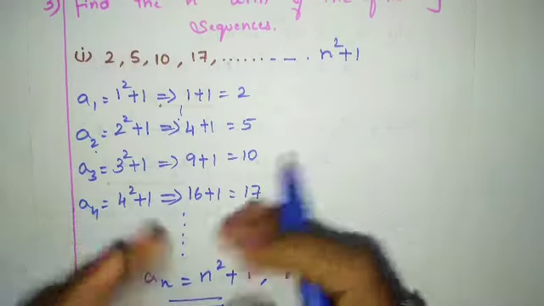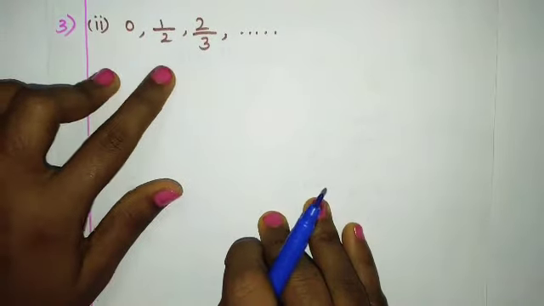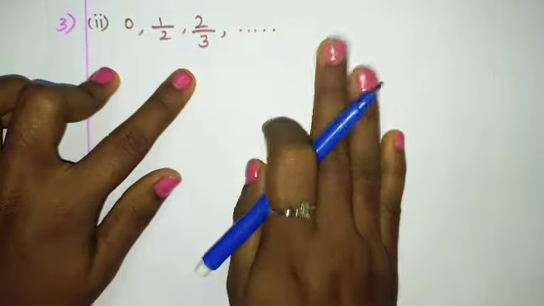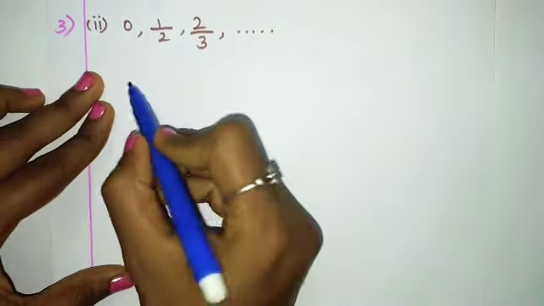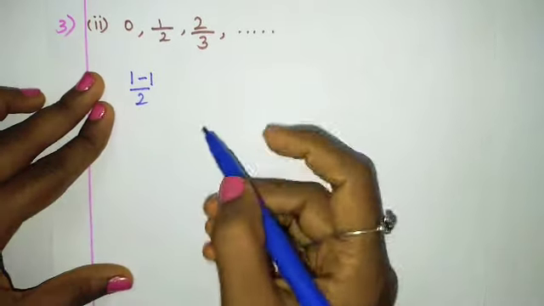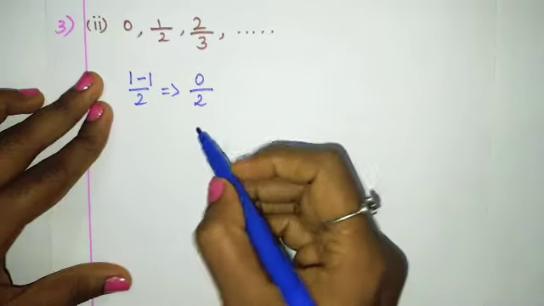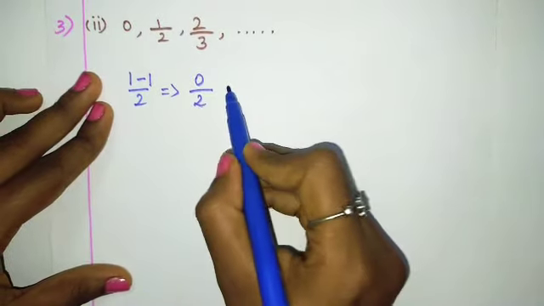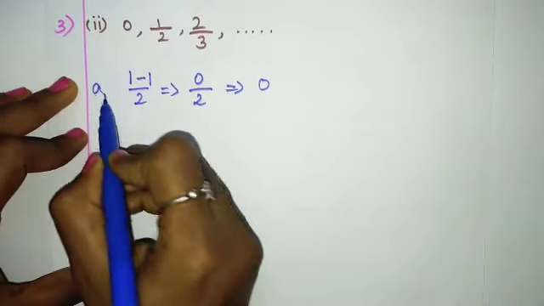Got it? So now we'll see next subdivision. Next, 0, 1 by 2, 2 by 3 and so on. You have to find nth term for this. Okay. See the relationship. So first if I write 1 minus 1 divided by 2, what happens? 1 minus 1 is 0 divided by 2. Okay. 0 divided by 2 is what? 0 only. Got? So this is your A1.